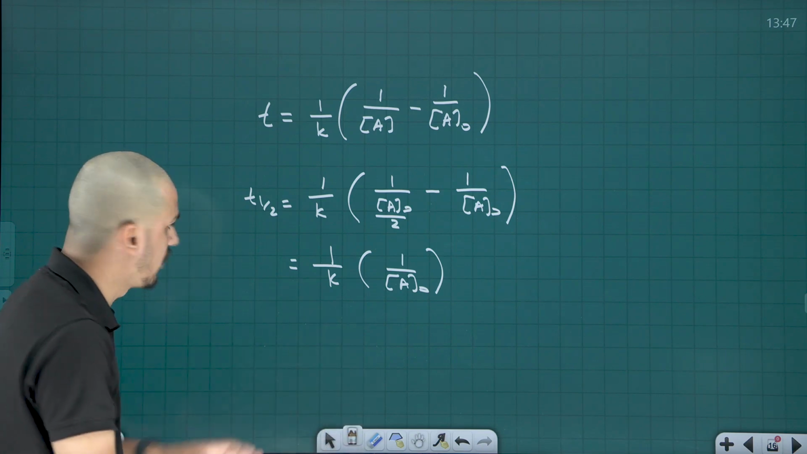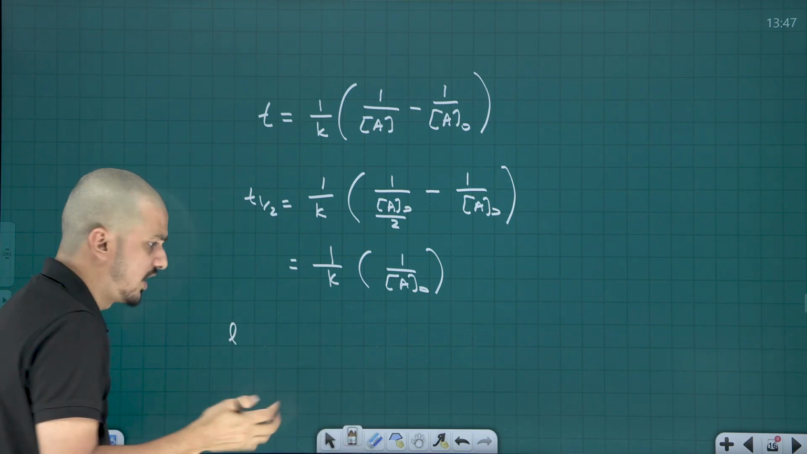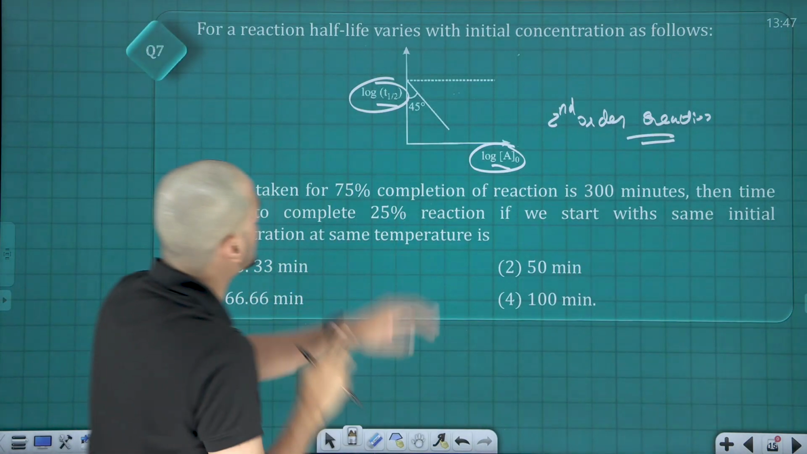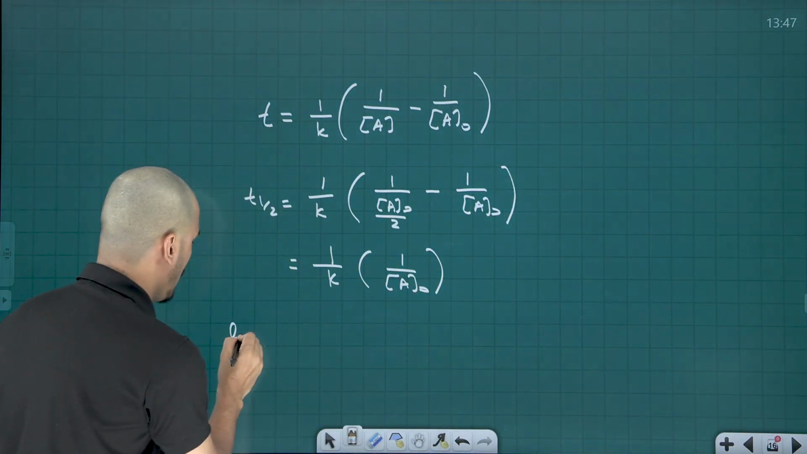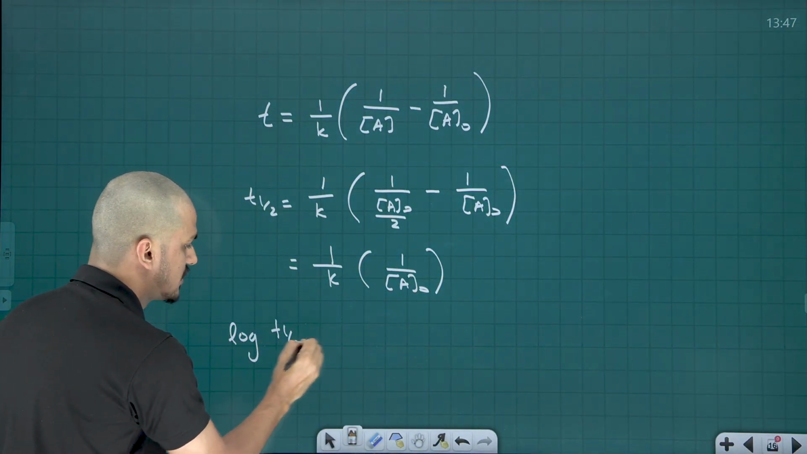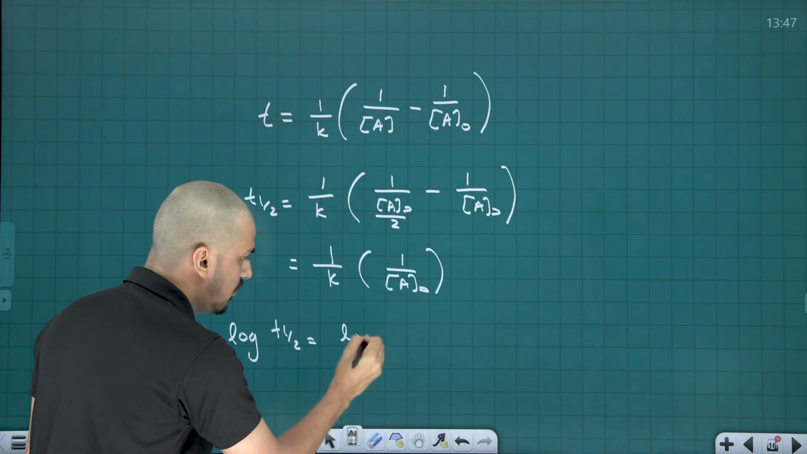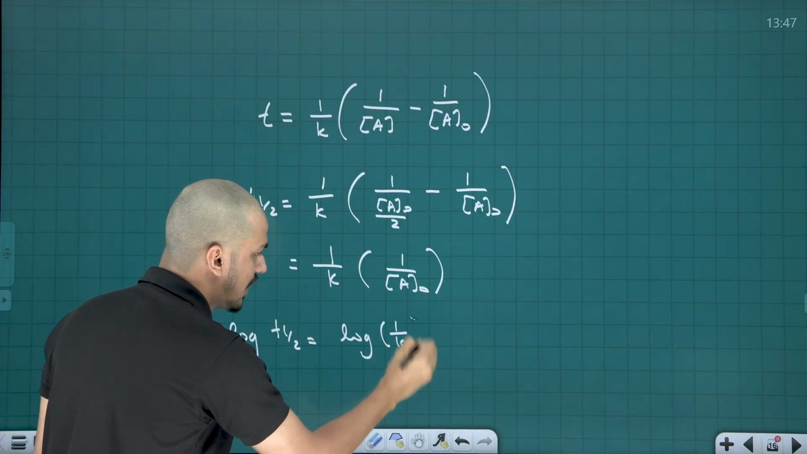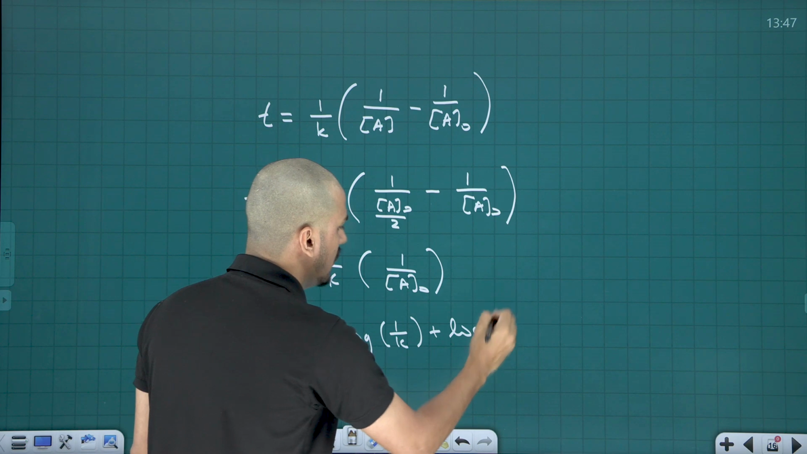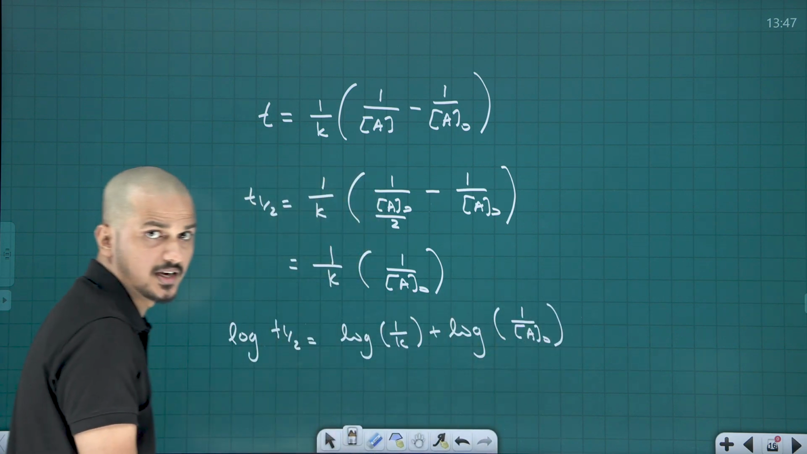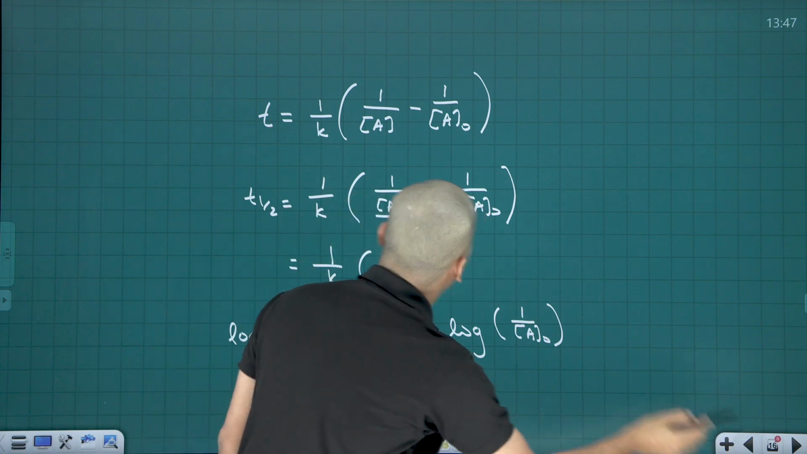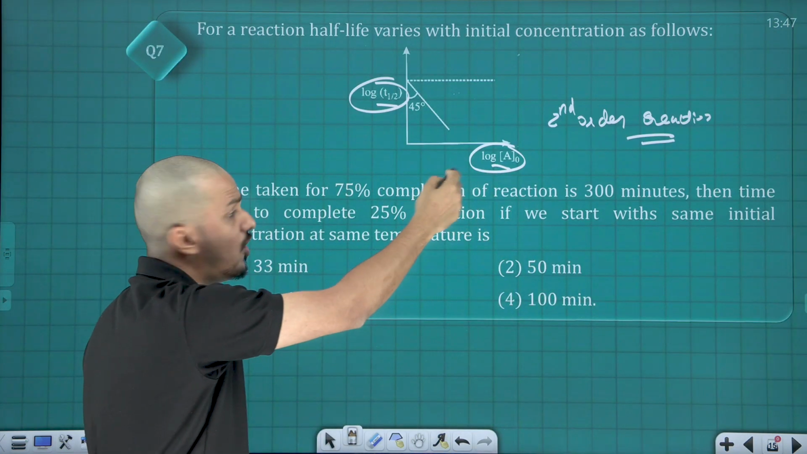Once you take the logarithm, natural logarithm or whichever; here in the question they gave the normal logarithm. So taking the logarithm, log T half is equal to log 1 by K plus log 1 by A0. But they didn't give the graph of log 1 by A0, they gave the graph against log A0.